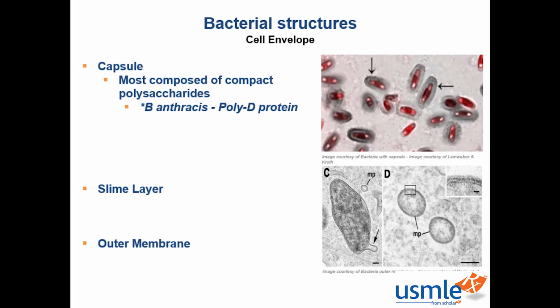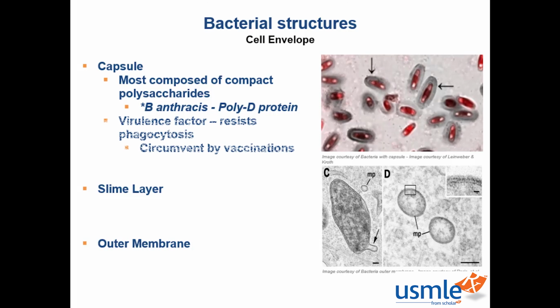Because capsules are so tightly organized, they are resistant to most stains. This means they will appear like a halo around the organism that they protect, much like the image we see to the upper right. So why do we care about the capsule? This layer is considered a potent virulence factor because it promotes resistance to phagocytosis by macrophages and therefore evasion of our immune system. We circumvent this by vaccinating individuals to common capsular polysaccharides that allows antibody-mediated phagocytosis and elimination.